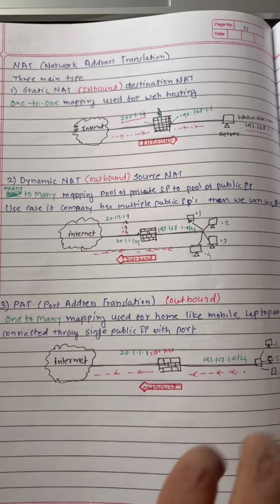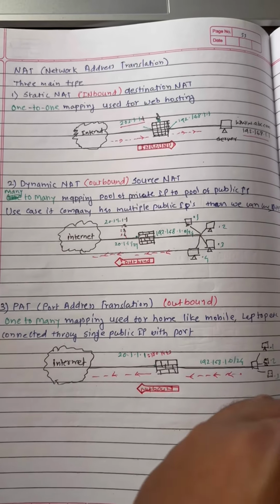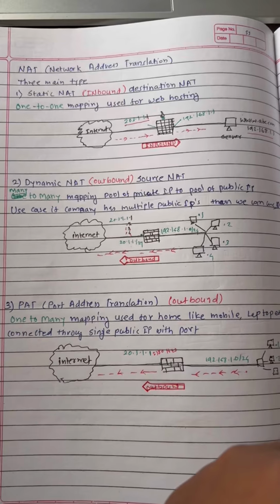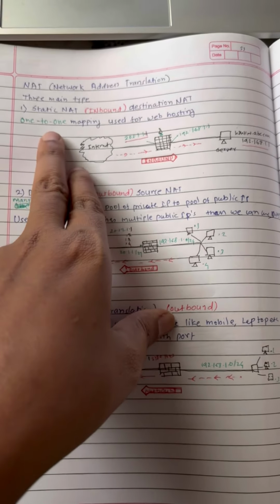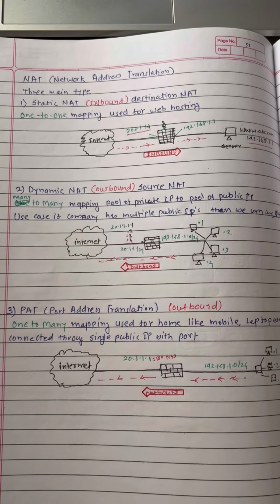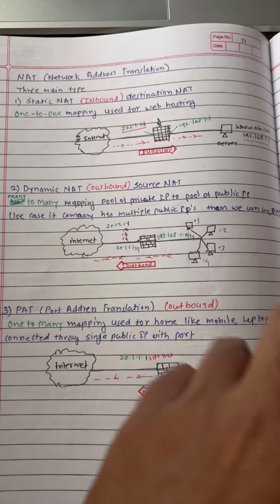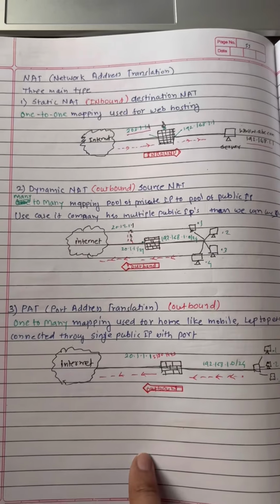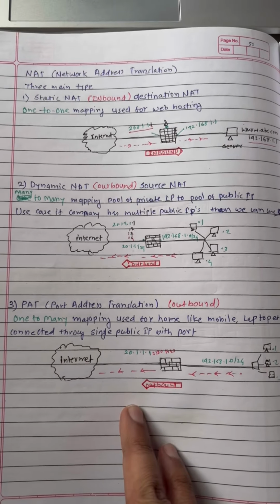Okay, so these are the three NAT types you have to keep in mind. If someone asks in which case you are going to use it for web hosting, you can explain about static NAT. If they ask about cloud or ISP infrastructure where multiple public IPs are being used, you can use dynamic NAT. And PAT is for outbound traffic, like a home network.